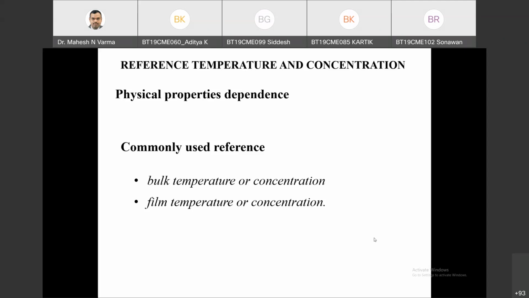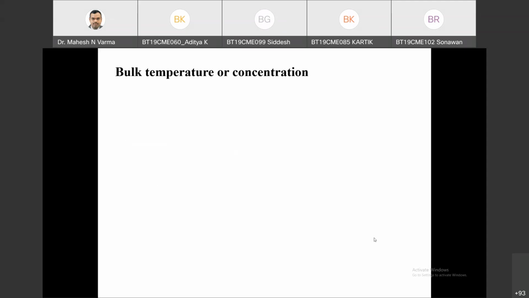So certainly it will be mentioned along with that engineering correlation. Whether properties are estimated at bulk temperature or at wall temperature, that will be mentioned. So now, how to get the bulk temperature? There are different ways.